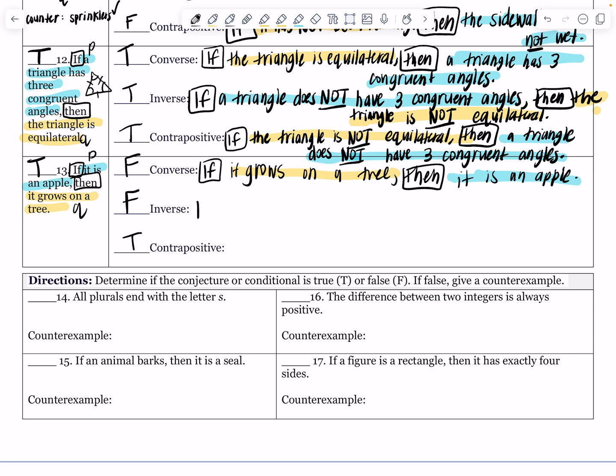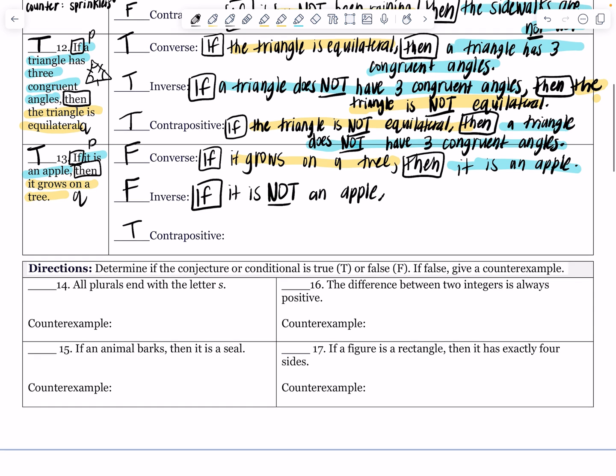What is our inverse going to be? It's going to be if not blue, then not yellow. So if it is not an apple, then it does not grow on a tree. All right, again, this is going to be false because it could be a pear. A pear is not an apple, but it does grow on a tree. Okay, so that was not blue, then not yellow.